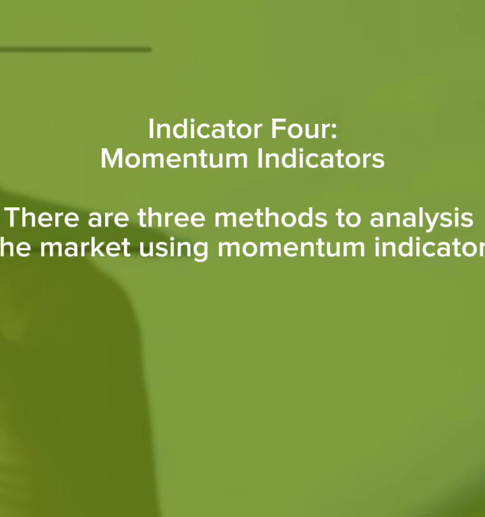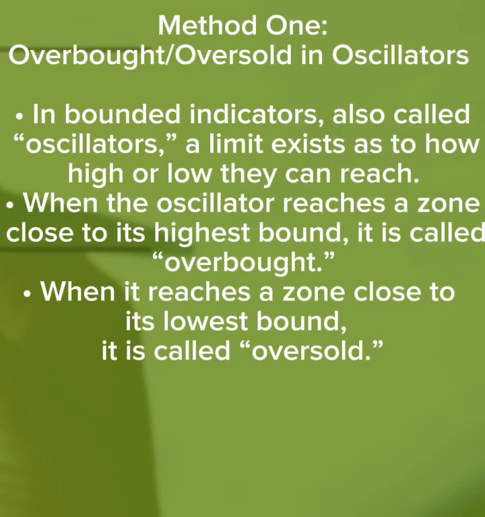Indicator 4, Momentum Indicators. There are three methods to analyze the market using momentum indicators. Method 1, Overbought, Oversold in oscillators. In bounded indicators, also called oscillators, a limit exists as to how high or low they can reach. When the oscillator reaches a zone close to its highest bound, it is called overbought. When it reaches a zone close to its lowest bound, it is called oversold.